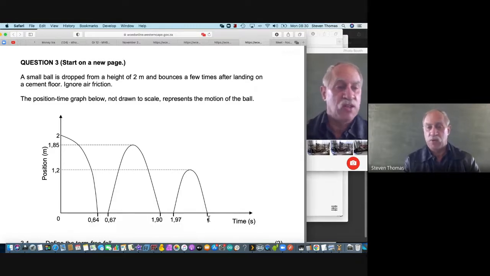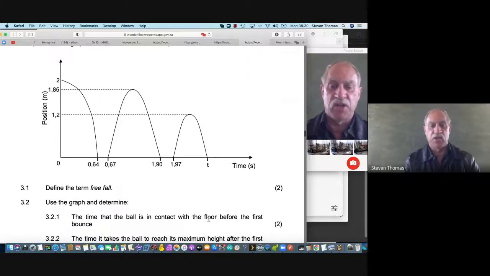Everyone understand the problem? I love graphs. They're just a story. Daddy, please tell me a story. That's the way I tell myself not to be scared of graphs anymore, because they're just telling a story.